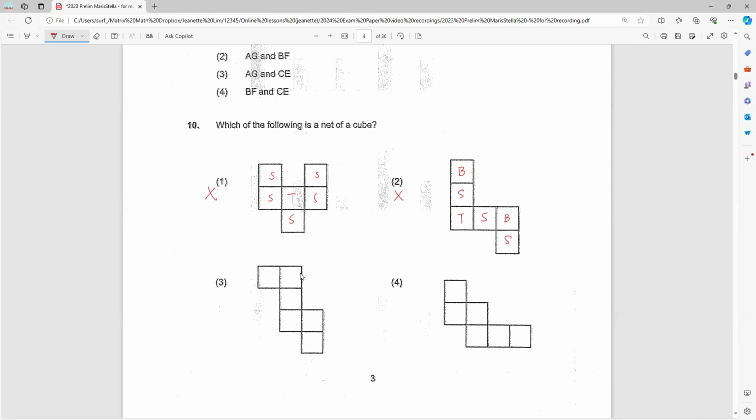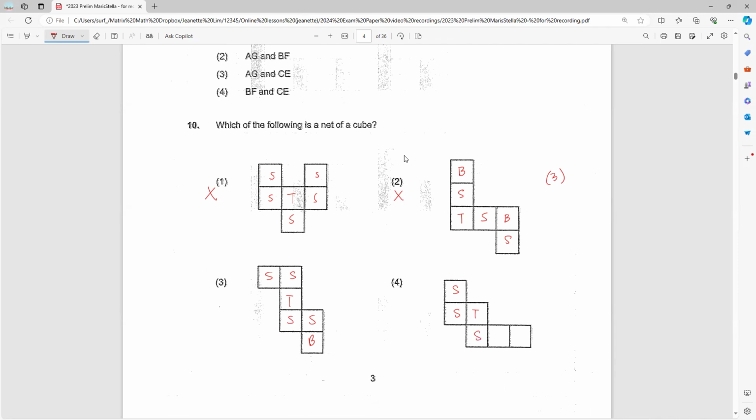For 3, let's just pick a top. Let's say this one, top. Then this is the side, this is the side. You wrap it around. This is the side, this is the side. And then we have a bottom. So yes, 3 is the answer. Let's check 4 anyway. Let's say this is the top. And you have the side.